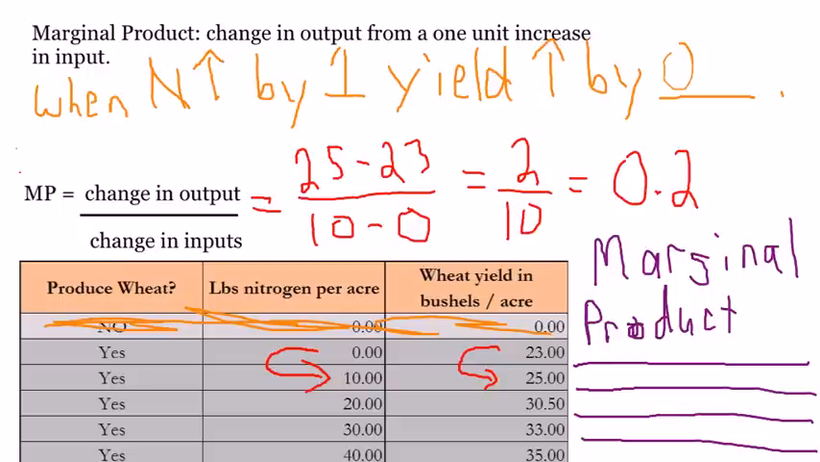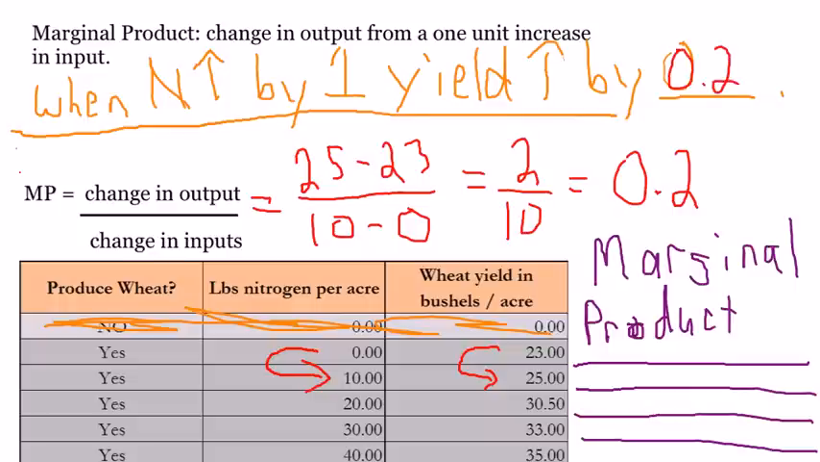And we interpret it by this. That marginal product tells us that when N goes up by 1 pound per acre, yield doesn't have to go up, but in this case yield does go up by 0.2 bushels per acre. So I'm going to go ahead and write 0.2 down here.